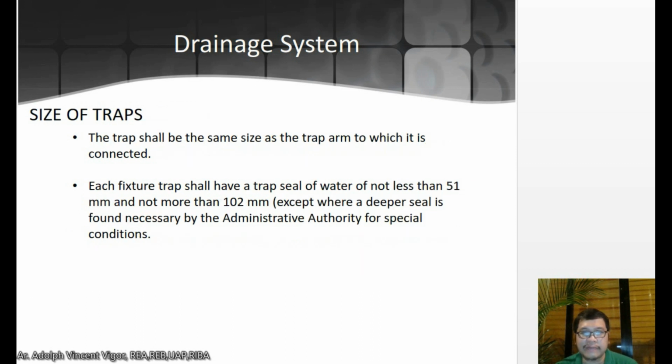So, the size of traps. The trap shall be the same size as the trap arm to which it is connected. Then each fixture trap shall have a trap seal of water of not less than 51 mm and not more than 102 mm.